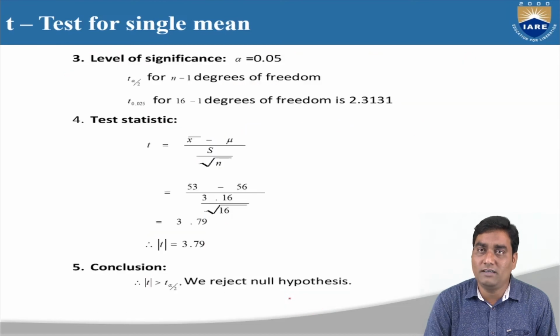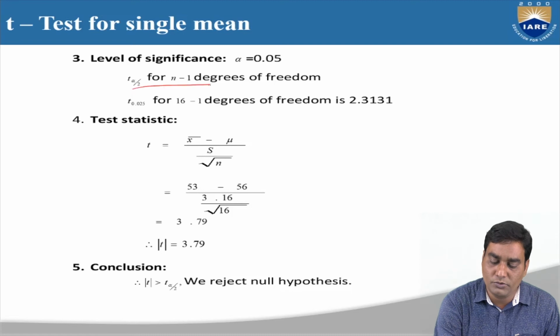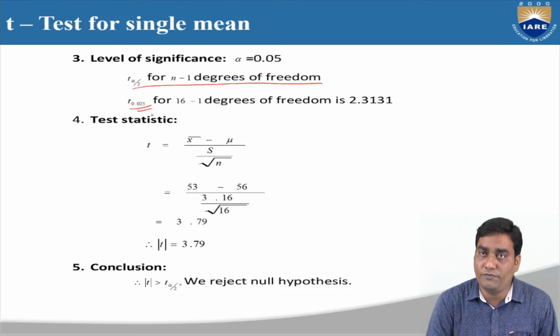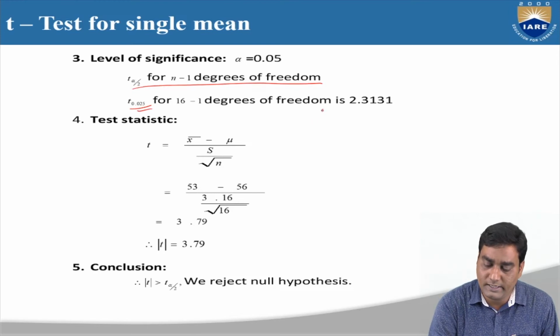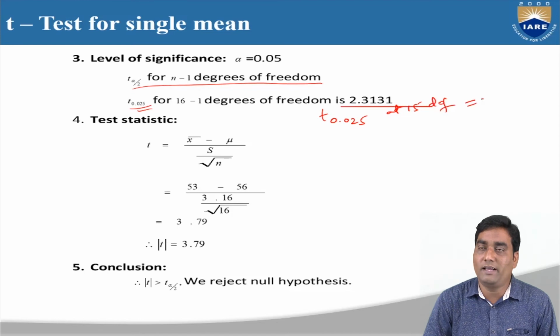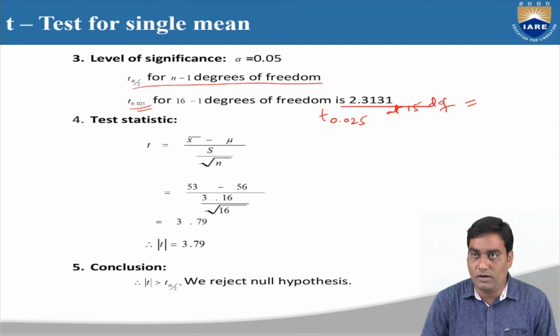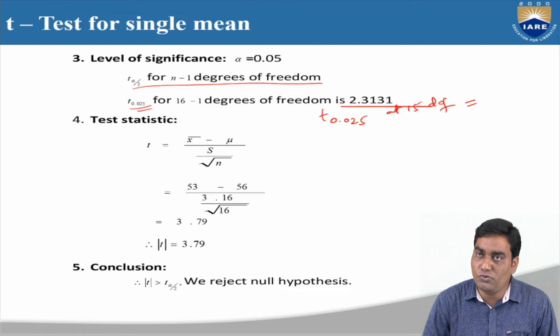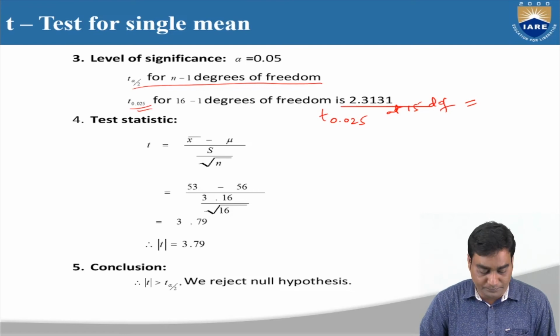Now go to step 3, level of significance. This value is also given in the question, 0.05 or 5% level of significance. Now we require t alpha by 2 at n minus 1 degrees of freedom, where alpha is 0.05 and n minus 1 is 16 minus 1. So t 0.025 at 15 degrees of freedom. This value we require from the t distribution table, like in the previous problem. I will show you again the t distribution table, t 0.025 value at 15 degrees of freedom.